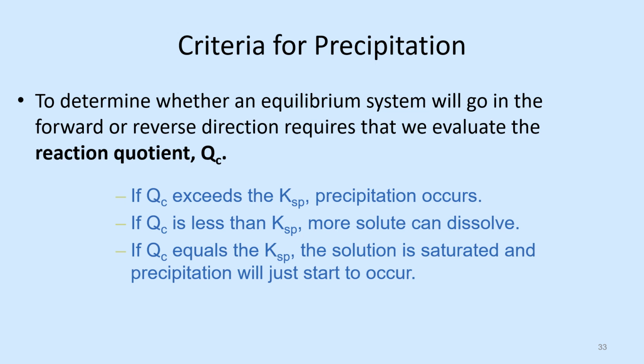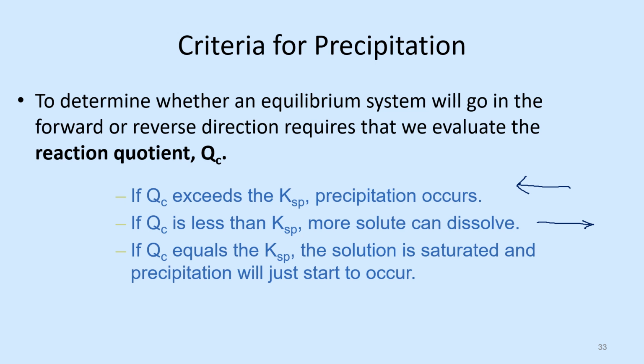If Q is larger than K, then in order for Q to get smaller, the equilibrium will need to go to the left, right? Because if Q is a large number and it's trying to get smaller, then both the values have to get smaller, which means it has to go to the left, which means precipitation occurs. If Q is less than K, it means the equilibrium is shifting to the right, and we can still dissolve more, so we probably won't have a precipitate.